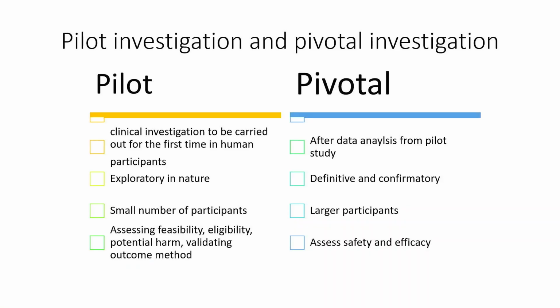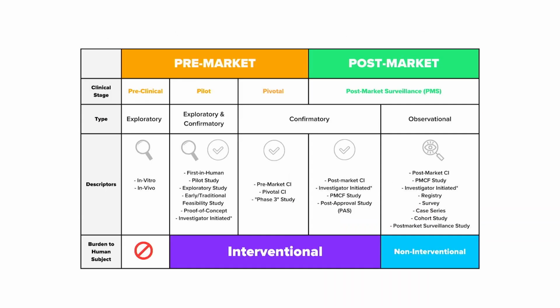In a pilot study, you're also focused on assessing the feasibility, eligibility, potential harm, and validating the outcome method. In pivotal studies, your overall goal is to assess the safety and efficacy. This is a nice table to look at from a pre-market and post-market standpoint. You're looking at the clinical stage, and the descriptions and types. In preclinical, you're looking at an exploratory type, which includes in vitro and in vivo studies. In vivo are animal-based models and a lot of those kinds of studies. In vivo can be human too, but more often it's animal.